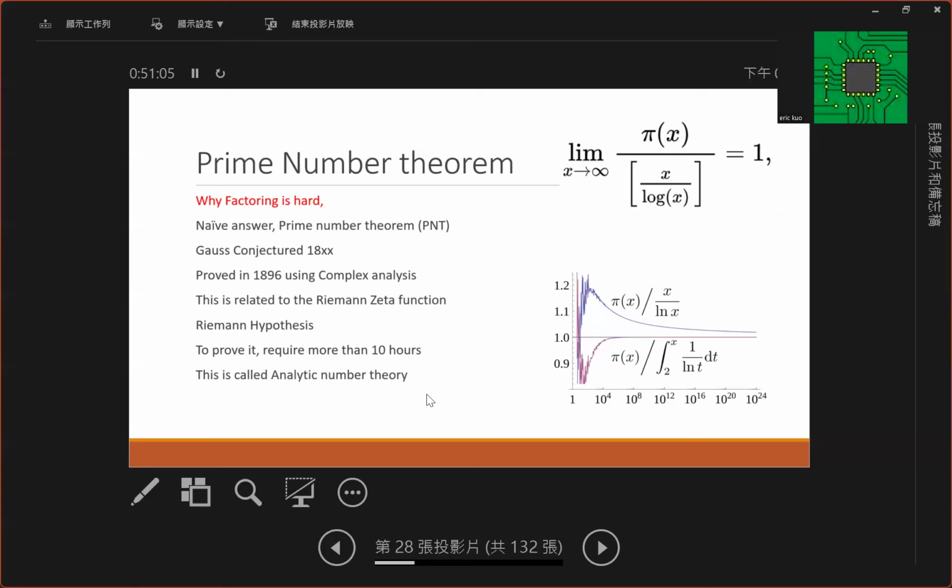Because the gap between primes will be large, it will increase. But the number of primes below x is still just x divided by log x. And it is very difficult to prove. In order to prove it, you need to know some analytic number theory techniques to control the number of primes up to x.